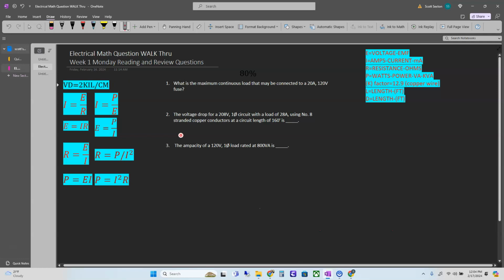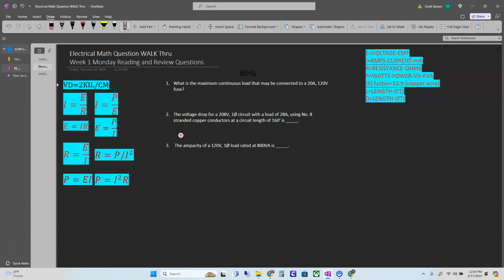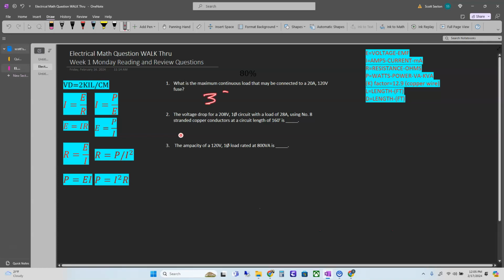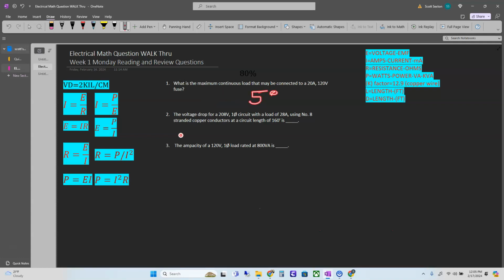So the permissible voltage drop for a branch circuit is 3%. The permissible voltage drop for a branch circuit and a feeder is a total of 5%. And electricians have gotten this wrong a lot over the years because we think it's 3 or 5%, but when you read it closely, any branch circuit is going to require only a 3% voltage drop.